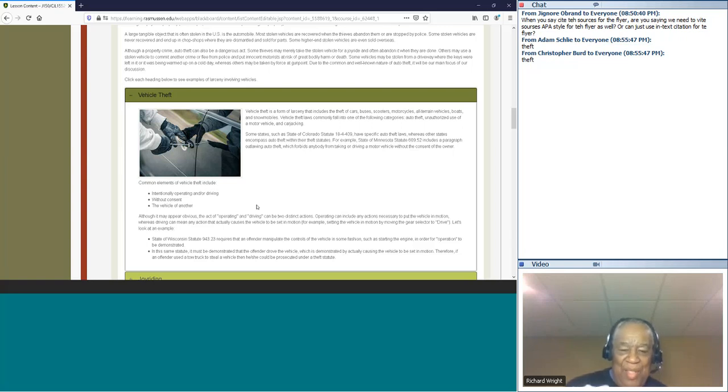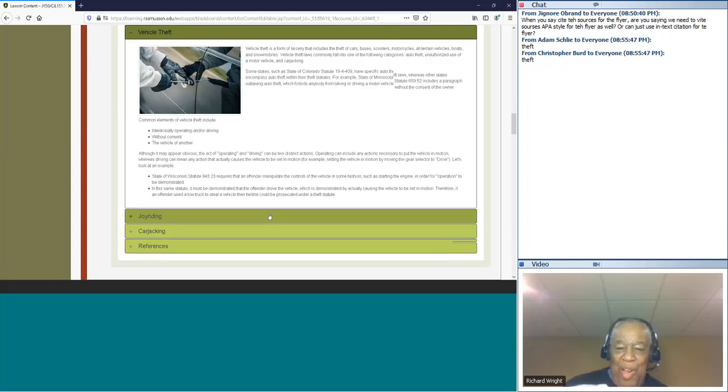Like Wisconsin requires that an offender manipulate the controls in some fashion, such as starting the engine, those kinds of things. I don't think you can move a car unless you start the engine. I don't mean that you can't put it in neutral and roll it, but you know what I'm talking about. In most cases, the engine has to be started. And so the key thing is that that's how auto theft occurs.